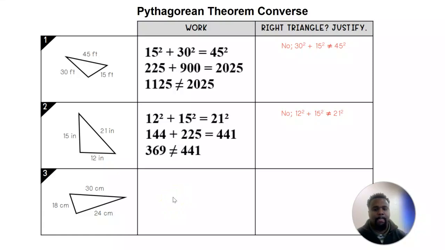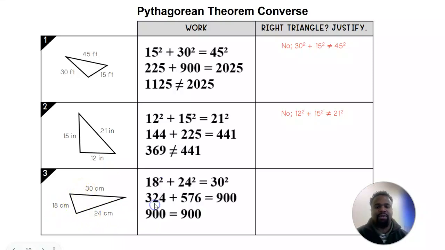If you look at number 3, we want to choose the longest side, which is 30, as our hypotenuse, which means 18 and 24 are our legs. So we're trying to see if 18 squared plus 24 squared equals 30 squared. Well, 18 squared is 324, 24 squared is 576, and 30 squared is 900. If we do 324 plus 576, that gives you 900. We see that they are the same, and since this statement is true, it is a right triangle.